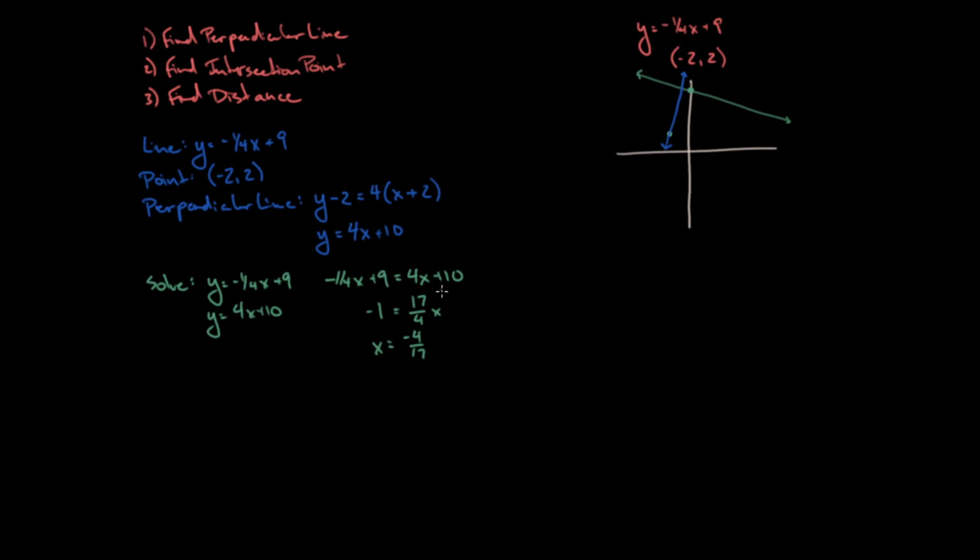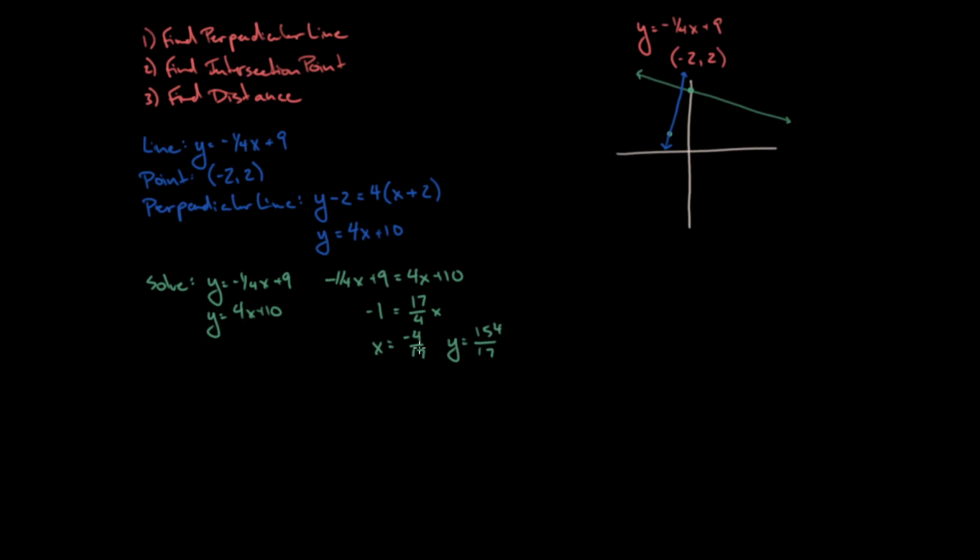So now I can plug this back into either of these equations. They should both give me the same thing to find y. If I plug into this one here, I'm really plugging into this one here. So I will have 4 times negative 4/17, which is negative 16/17, plus 170/17. So that would be 154/17. Seems right.